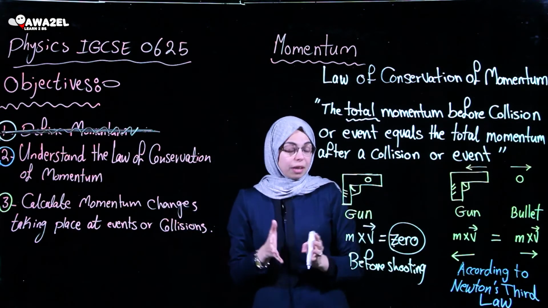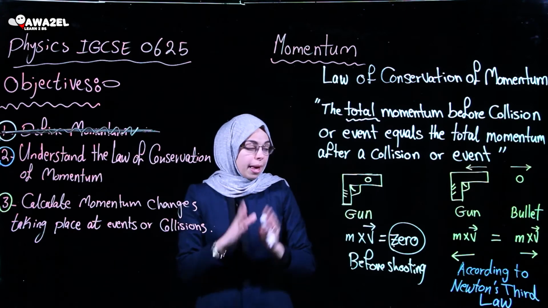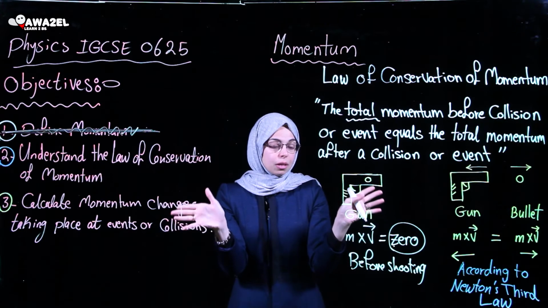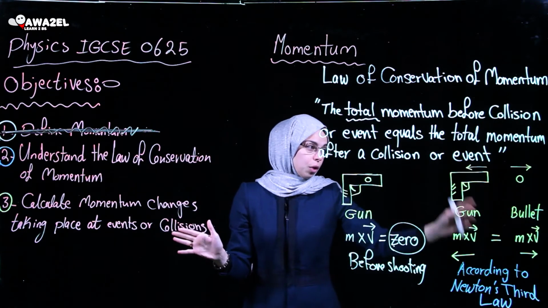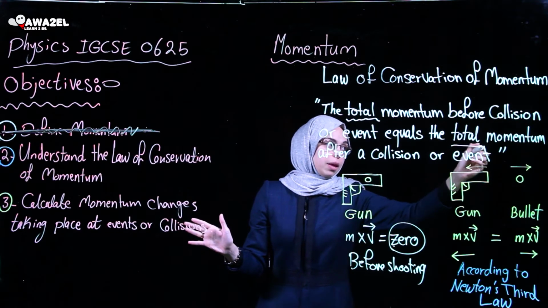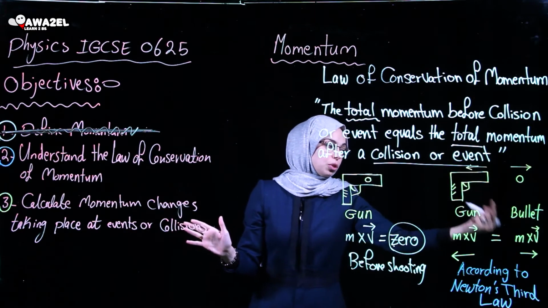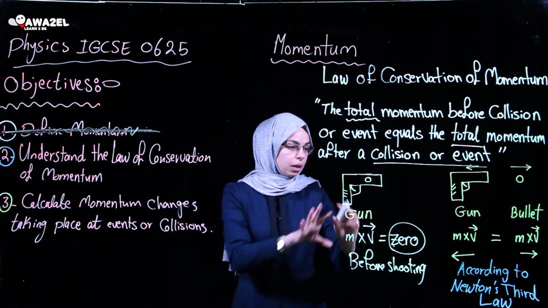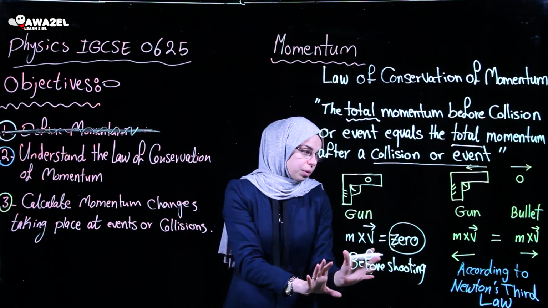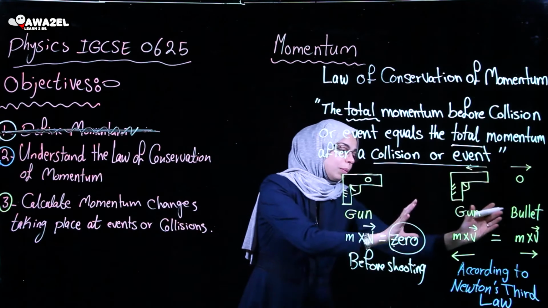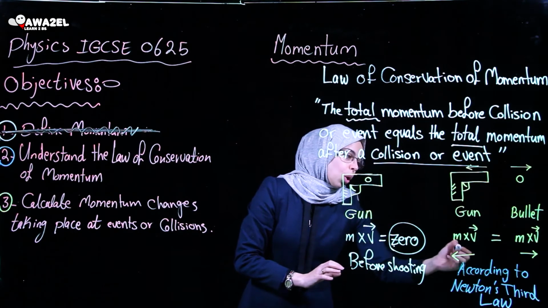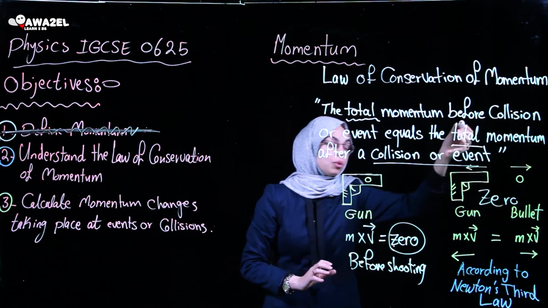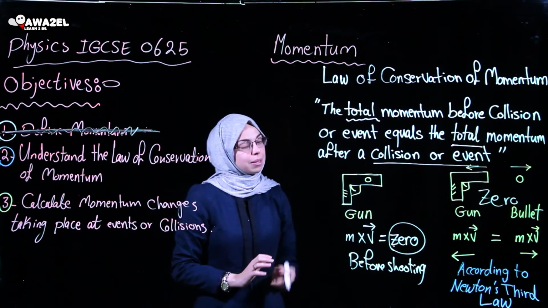And because momentum is a vector value, it depends on the direction. And when I have two similar magnitudes in opposite directions, the total momentum of both objects after the event, which is shooting in this case, equals 0. So the total momentum before an event is 0, and the total momentum after the event is also 0, which is the law of conservation of momentum.